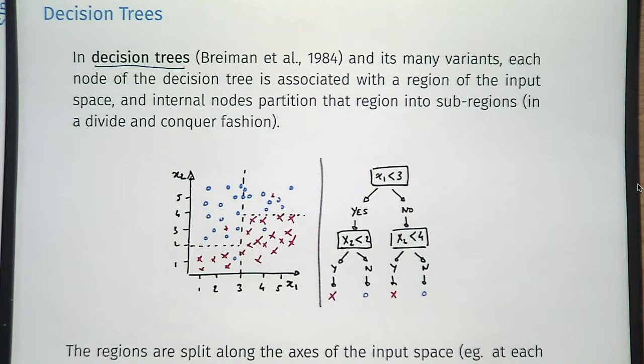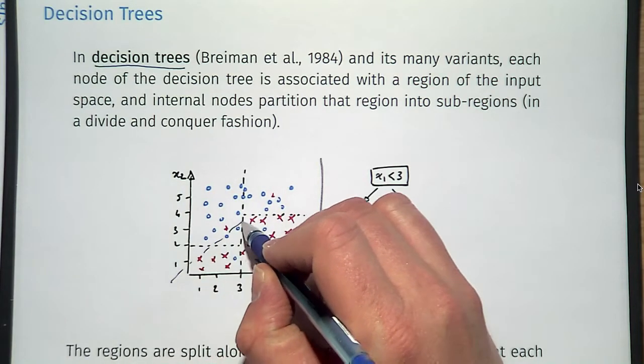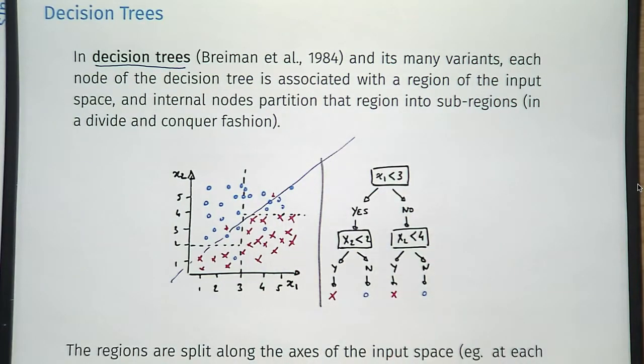The way decision trees work is that they try to partition the training set into different regions. They partition it in a recursive way by taking simple decisions along the axis. I've drawn an example here. This is my training set, and again, the real class separation is somewhere here.